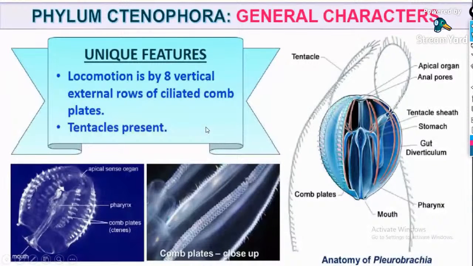Locomotion is by 8 external vertical rows of ciliated combs. Look, these are the combs, and there are 8 external vertical rows of these combs. They are the locomotory organs. Tentacles are also present. So look, this is the comb. You can see.